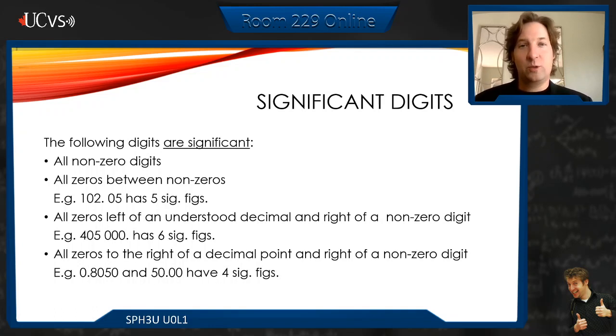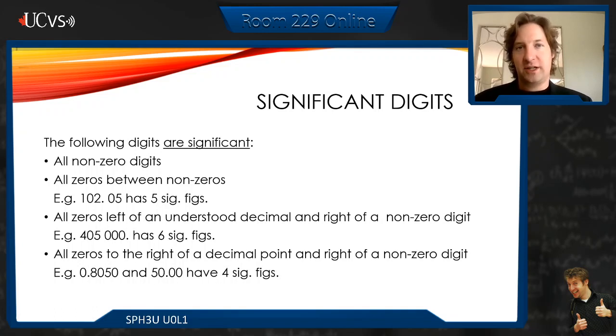Okay, some zeros will not hold measurement data. So anything after a non-zero, so let's say 405,000. That 5 is significant. That 5 matters, right? That 5 can't be anything else. But those zeros after that, that's where the fuzzy region begins.